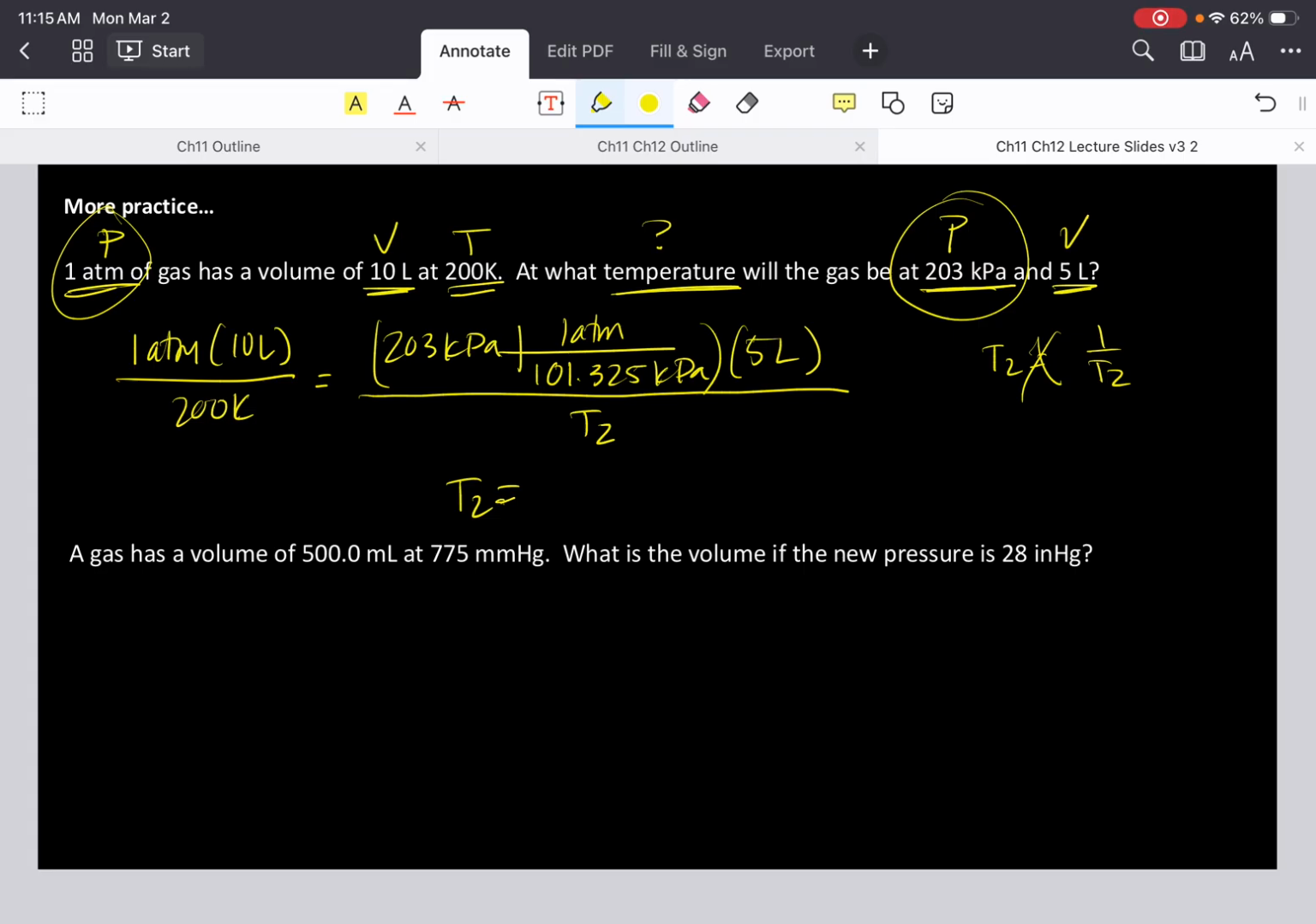So don't just move everything without thinking about where the thing you're looking for is, right? If it's in the denominator, then you're still not done. You still need to bring that out of the denominator, right? So if you're prone to making math mistakes, cross multiplication might be a good place to start. But once we solve this, we'll find that we land at 200 Kelvin.